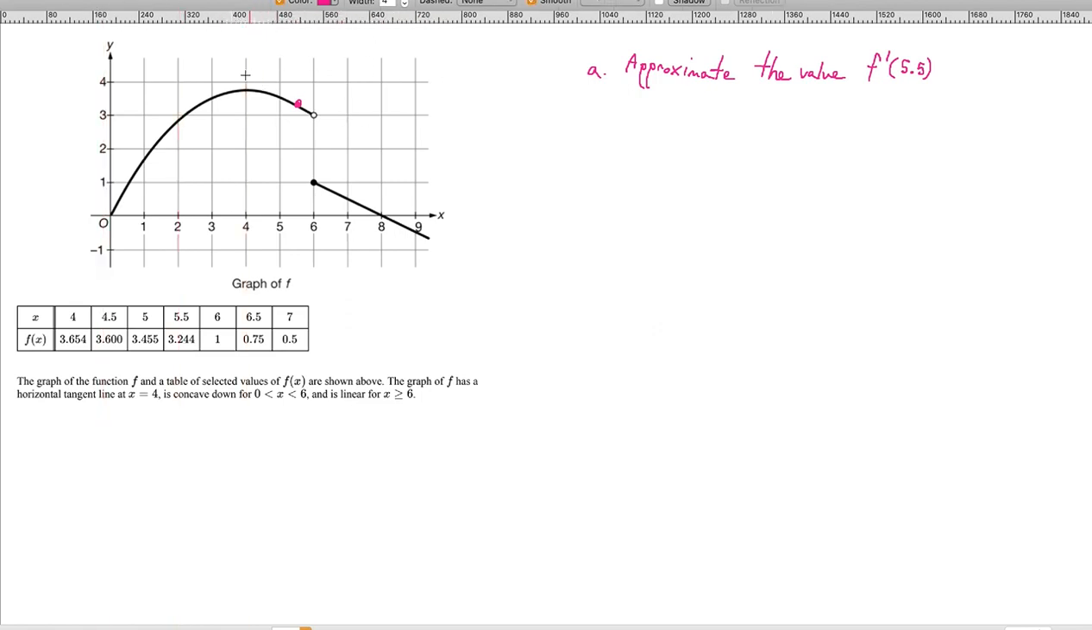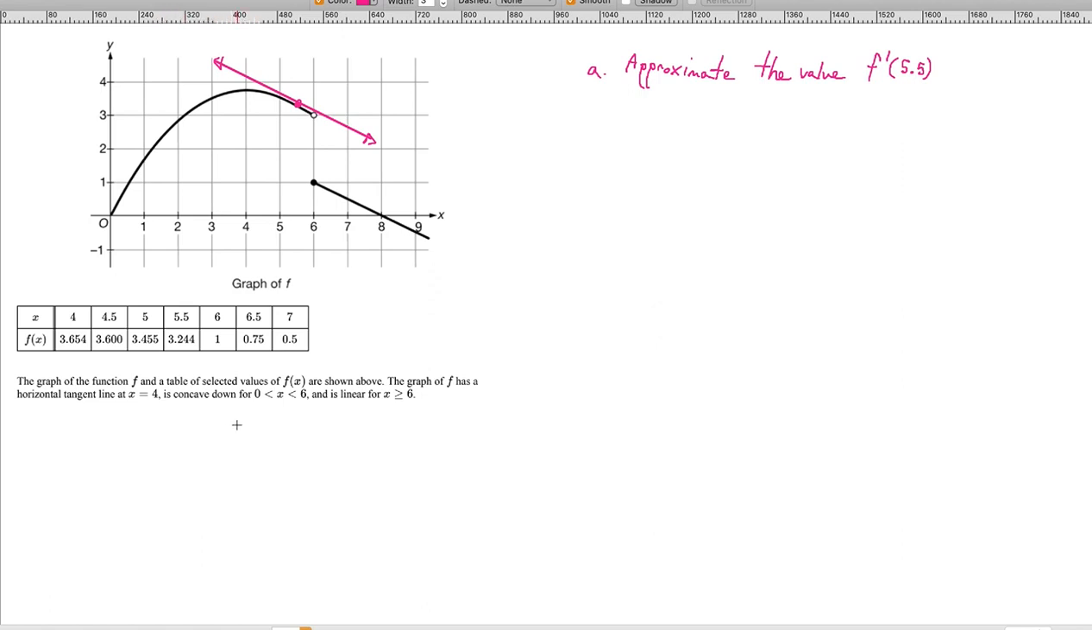So let's get an idea of what that looks like. The slope of the tangent line looks like this, more or less. I mean, that's a rough estimate, but yeah, that's the tangent line. And I want to approximate the slope of this line using these table values.